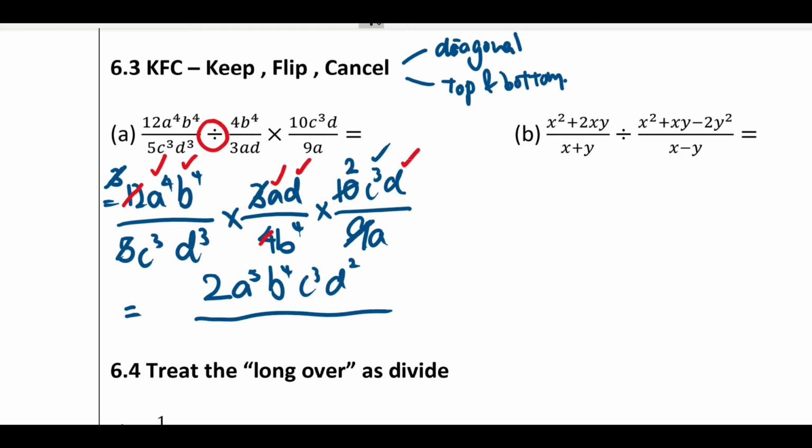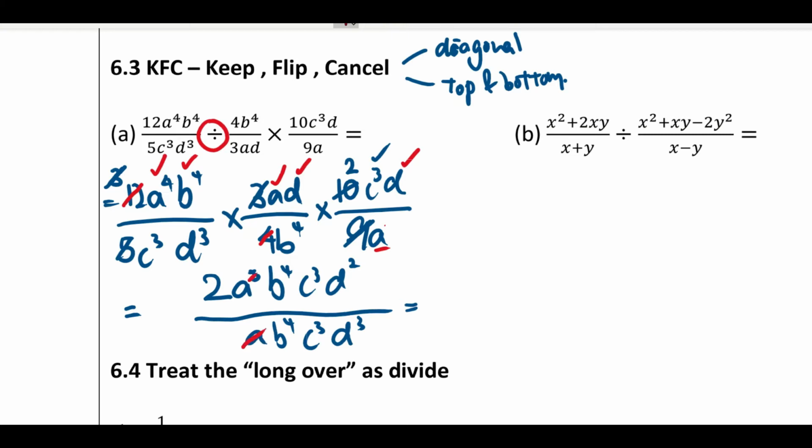Over. Okay, so the denominator, any more numbers? Also no more numbers. Any a? So we got 1a, which is here. So we take the a. Then b to the power of 4, c cubed, and then d cubed. Now this is not the simplified form. So that's what I meant. Either you can cancel diagonal or we cancel top and bottom.